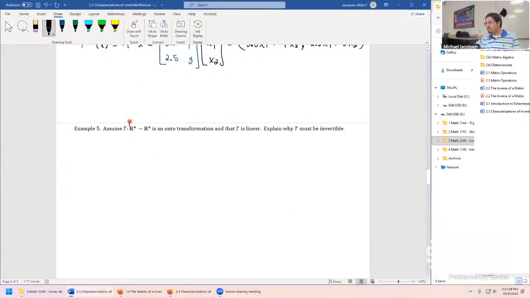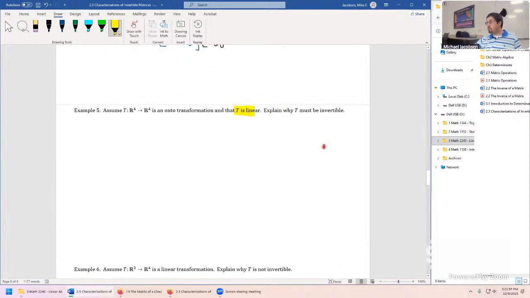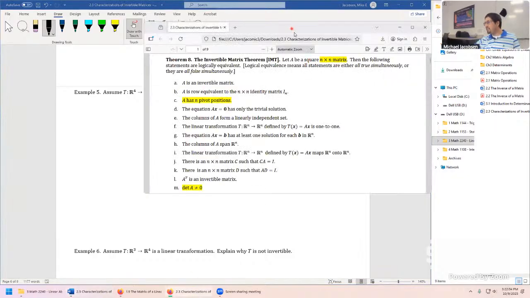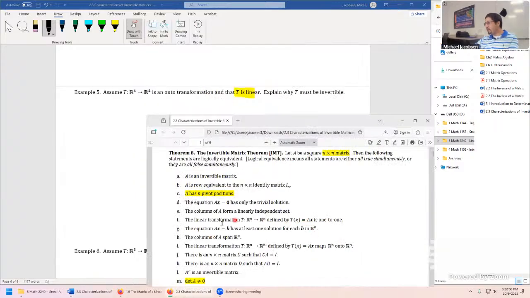So this one says, assume the transformation from R4 to R4 is onto, and the key to this one is that T is linear. To explain why T has to be an invertible mapping, let's take a look into the theorem. Nothing in the theorem directly takes T and says T inverse is invertible, but we can connect a couple ideas. We were told that this is an onto transformation. That's just immediately part I. So let's go ahead and say that right there.